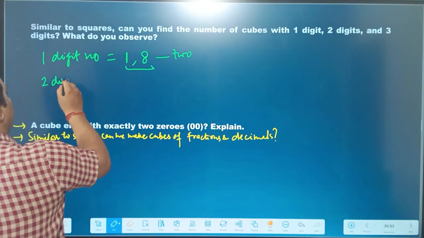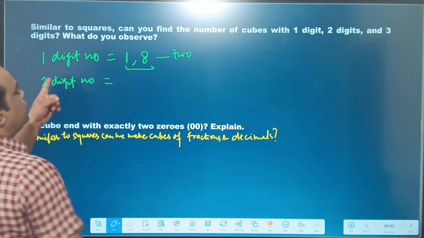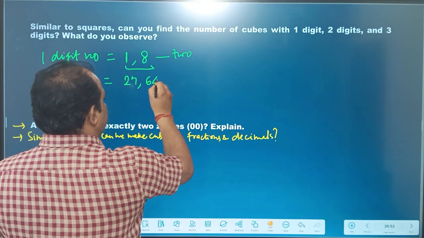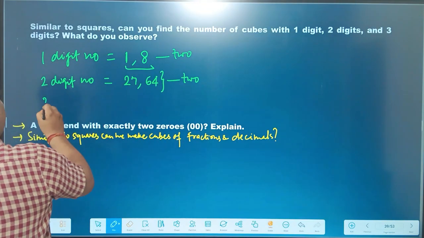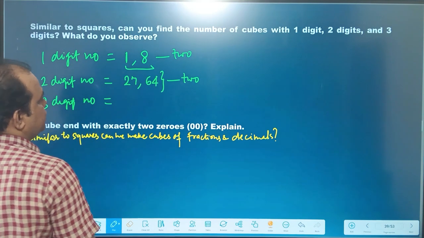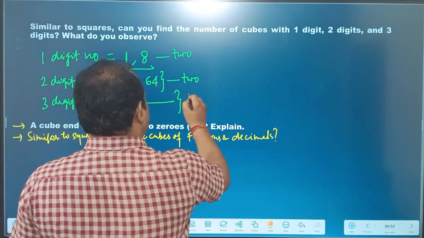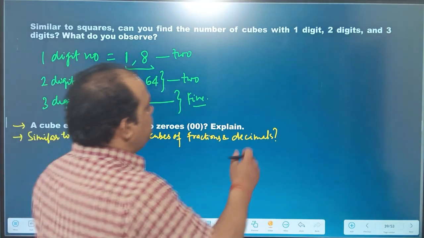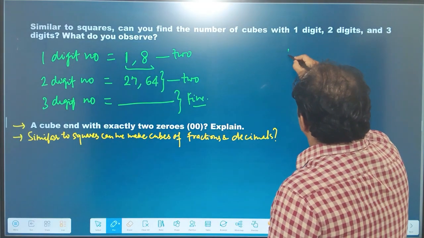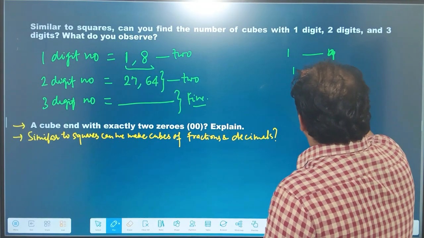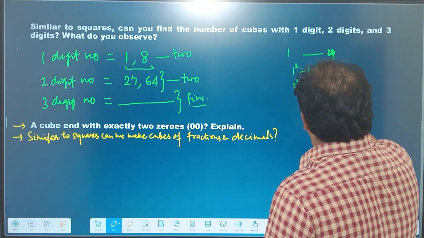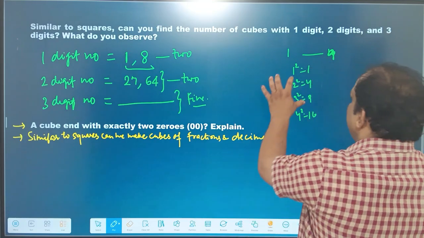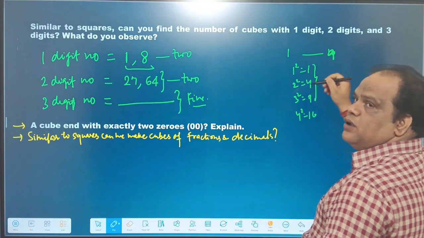The 2 digit cubic numbers: 27 and then 64. So we have only 2 again. For the 3 digit cubic numbers, you can fill in here, and the number, I remember, is 5. Right? What do you observe? When we had squares, let's say squares of 1 to 9, the square of 1 is 1, the square of 2 is 4, the square of 3 is 9, the square of 4 is 16. So in squares, the number is increasing. This is one digit 3.